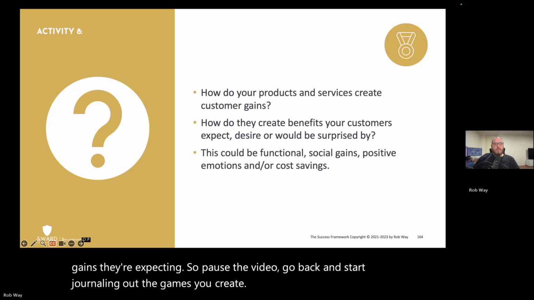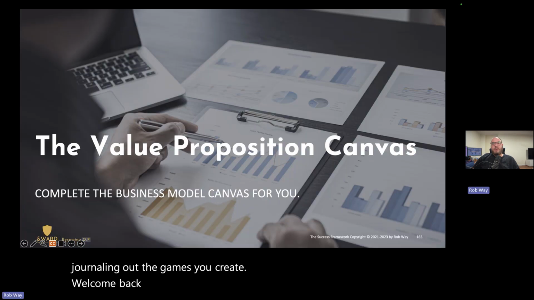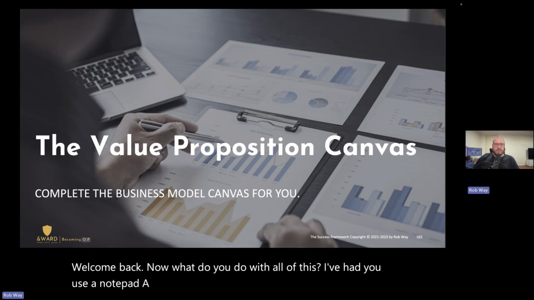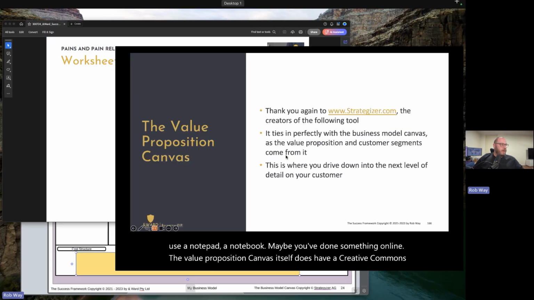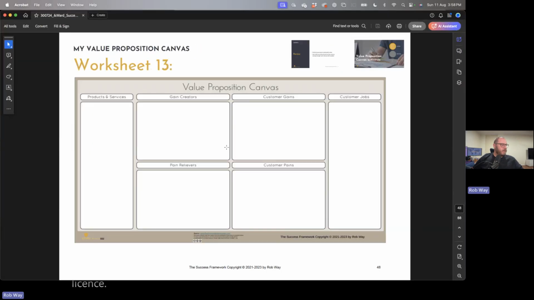Okay, welcome back. Now, what do you do with all of this? I've had you use a notepad, a notebook. Maybe you've done something online. The Value Proposition Canvas itself does have a Creative Commons license. You can see now that you will have listed out your products and services. You can then list out your gain creators, pain relievers, customer gains, customer pains, customer jobs to be done.